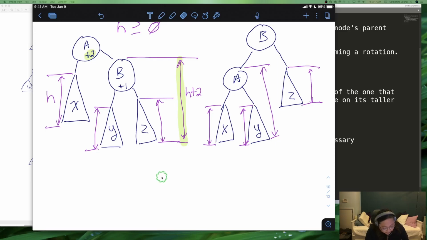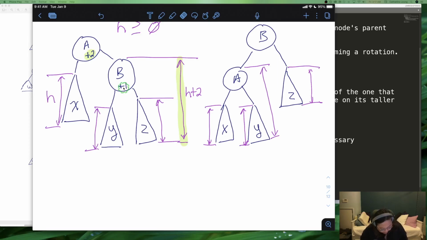Now, between y and z, z is the taller tree. How do I know that z is taller? Because this thing is +1. Remember, the positive means the right-hand side is taller. Now, if you have a tree and one side is taller than the other side, the side that is taller is the one that contributes to the height of the entire tree.